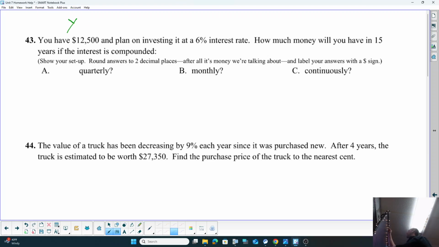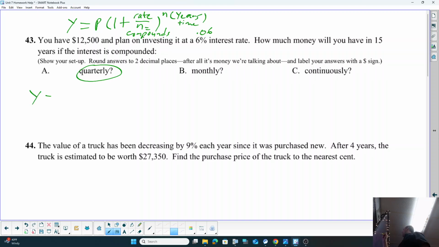So the formula is y equals your principal amount, times 1 plus the 0.06, this is R for rate, divided by quarterly would be 4 times a year, raised to the 4 times a year. So this is the rate and number of compounds, and then the number of compounds times the years, the time.